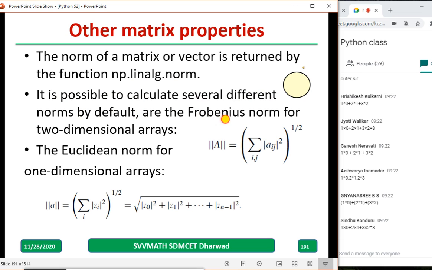We have the Frobenius norm for 2-dimensional arrays, and even a Euclidean norm, and we have functions for all these things. Just read it once, and I'll show you a small example followed by a small program on how we can make use of np.linalg.norm to find a norm, and manually find it too, and using the function you cross verify the answer.